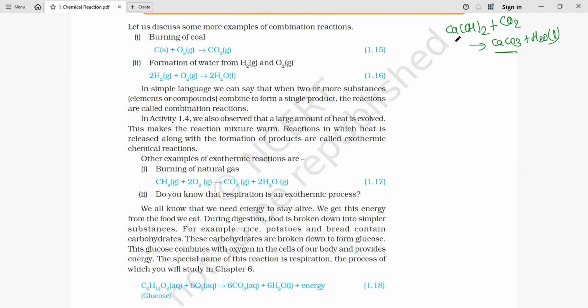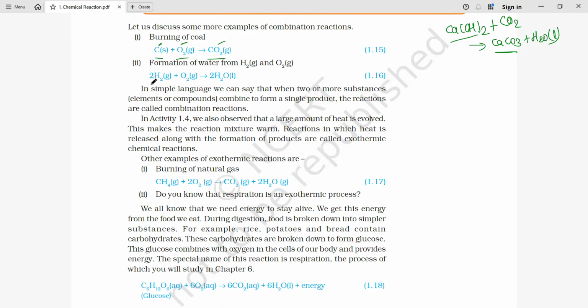Try to remember the formulas for quicklime and slaked lime. These are important, and many times we are going to use them. Burning of coal: coal क्या है? Carbon, maximum components carbon. और burning के लिए oxygen is important. So carbon plus oxygen is going to react and produce carbon dioxide. Here two reactants are there, one is carbon, another is oxygen. ये कार्बन और ऑक्सीजन मिलके क्या बनाया? सिंगल प्रोडक्ट बनाया, कार्बन डाइऑक्साइड.